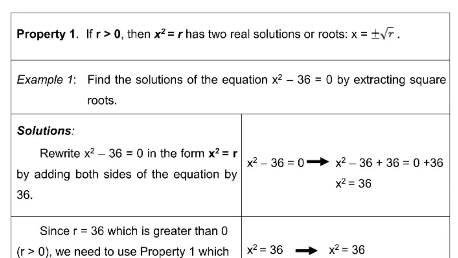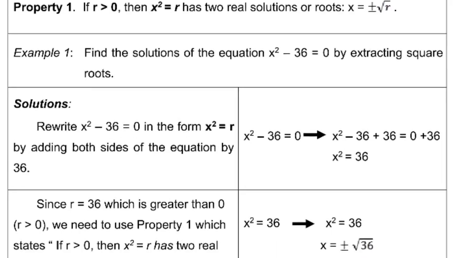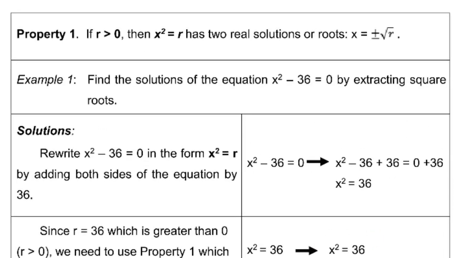We have here example number 1. Find the solutions of the equation x squared minus 36 equals 0 by extracting the square roots. The solution: we are going to rewrite x squared minus 36 equals 0 in the form x squared equals r by adding 36 to both sides of the equation, or you can call this the transposition process. So you are going to transpose negative 36 to the right side. From negative 36, this will become positive 36. So the equation will become x squared equals 36.